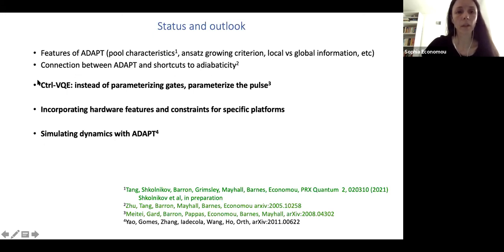And then I made these in bold because they're probably most relevant to our center: looking into control VQE for a particular type of hardware, incorporating hardware features and constraints in our algorithms, and finally simulating dynamics with adapt. There was a nice paper also from our center using ideas from adapt VQE to solve dynamic problems.